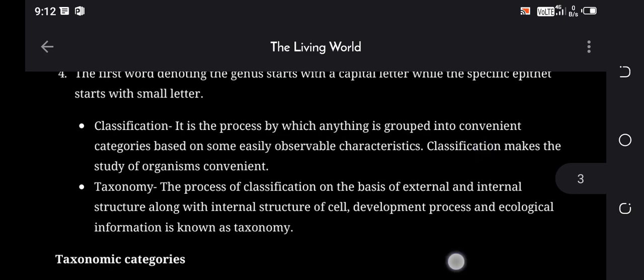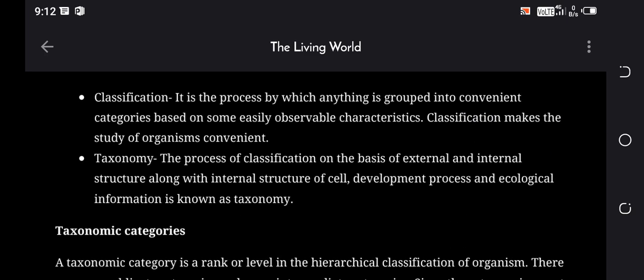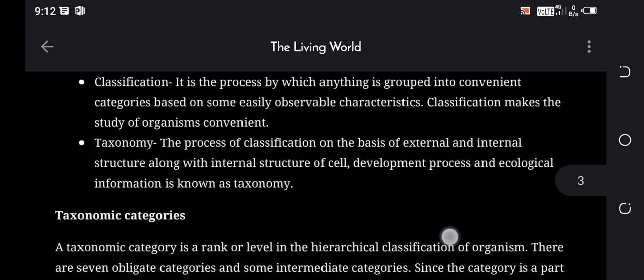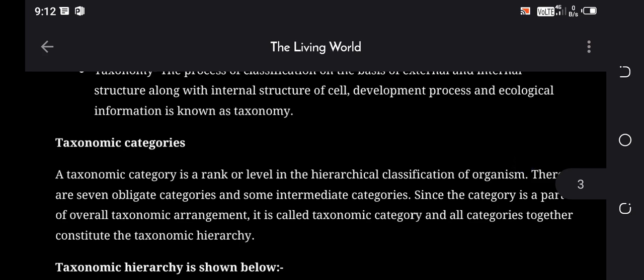Okay. First, classification. So what is classification? It is a process by which anything is grouped into convenient categories based on some easily observable characteristics. Classification makes the study of organisms convenient. Taxonomy is the process of classification on the basis of internal structure, cell structure, development process and ecological information.